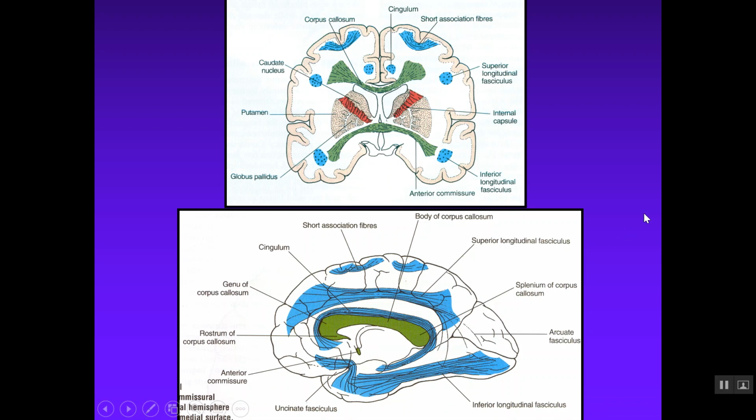And then that's the superior longitudinal fasciculus. Then we have a long one down here at the bottom that goes all the way from your occipital lobes into your temporal lobes. So visual information going into your temporal lobes for memory and for making sense of visual information. That's the inferior longitudinal fasciculus.